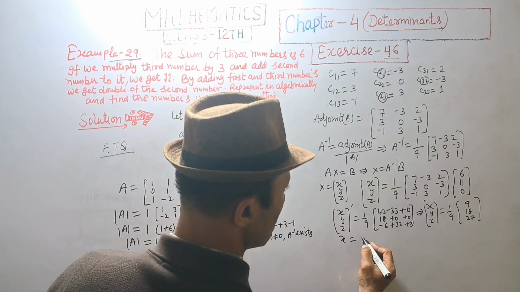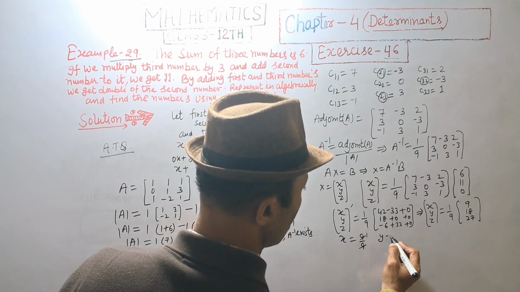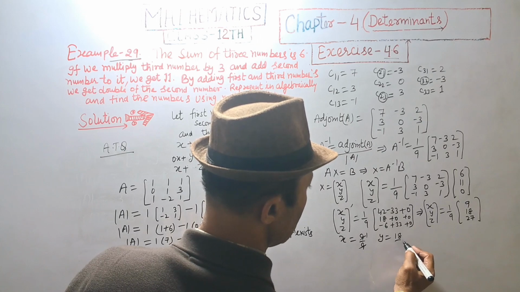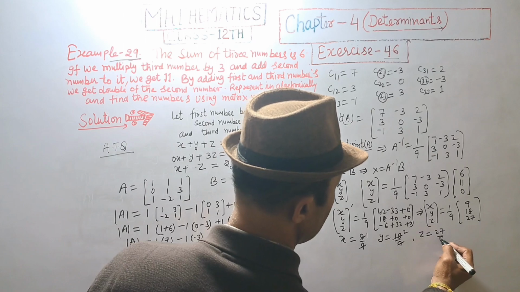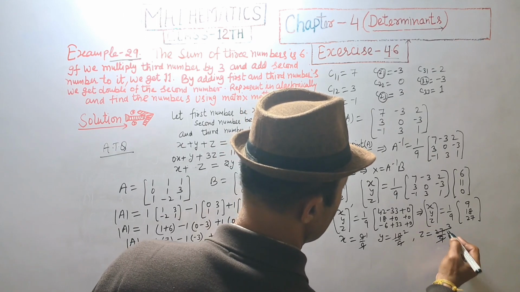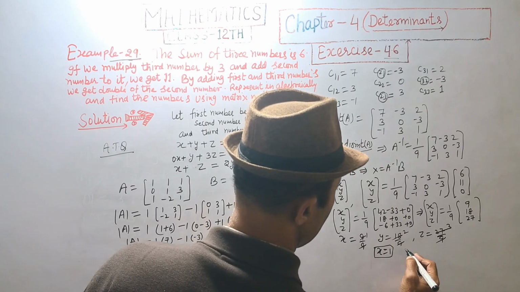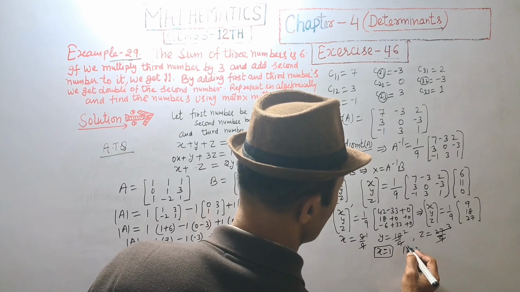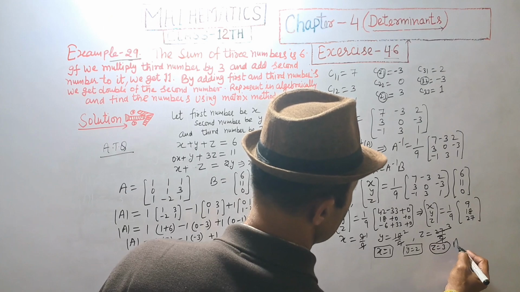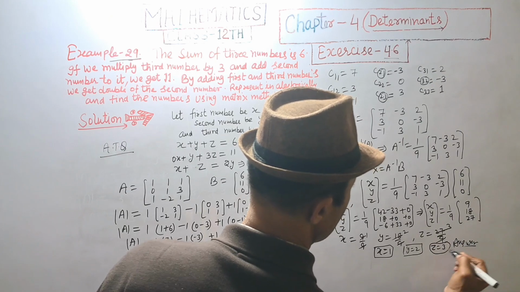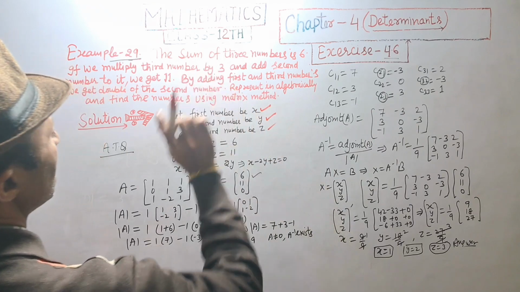So x is equal to 9 upon 9, that is 1, and y is equal to 18 upon 9, that is 2, and z is equal to 27 upon 9, that is 3. So we get x is equal to 1, y is equal to 2, and z is equal to 3. Answer.